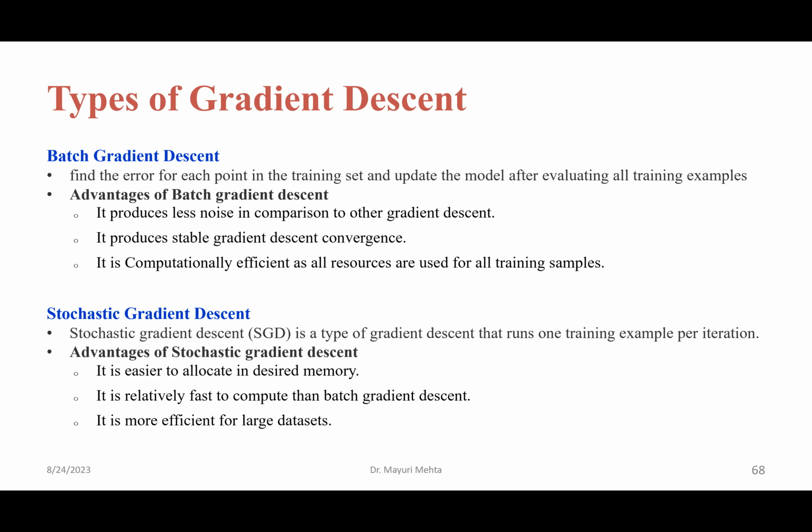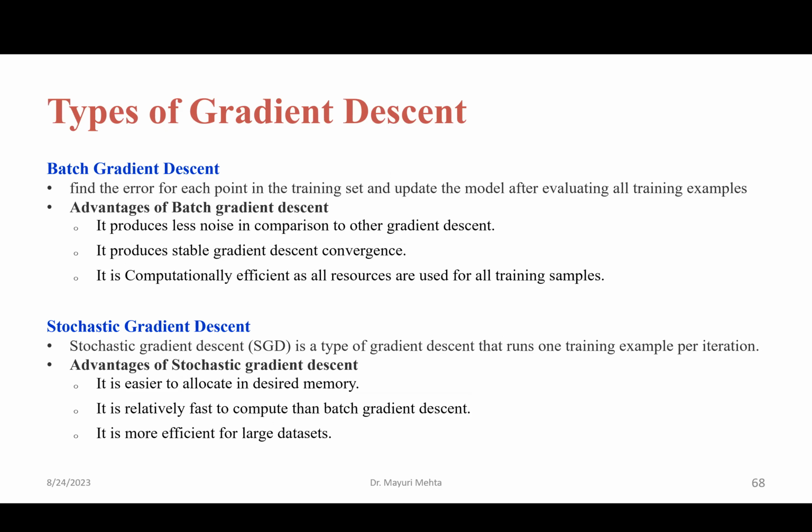Now let's discuss stochastic gradient descent. The procedure for computing the gradient is different in each of these types. Stochastic gradient descent is a type of gradient descent that runs one training example per iteration. Please understand, the previous one was batch gradient descent and this is stochastic gradient descent. In batch gradient descent, we compute error for all the examples in the training set, so during one epoch the error for all training examples is computed, and we sum all of them.